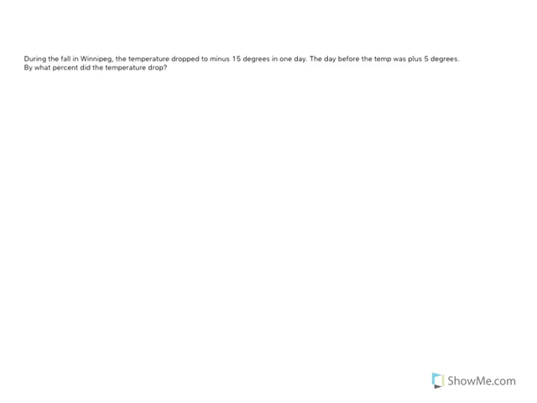This is a percentage change question from the SSAT that I've adapted with my own numbers. So during the fall in Winnipeg, the temperature dropped to minus 15 degrees in one day. The day before, the temp was plus 5 degrees. By what percent did the temperature drop?